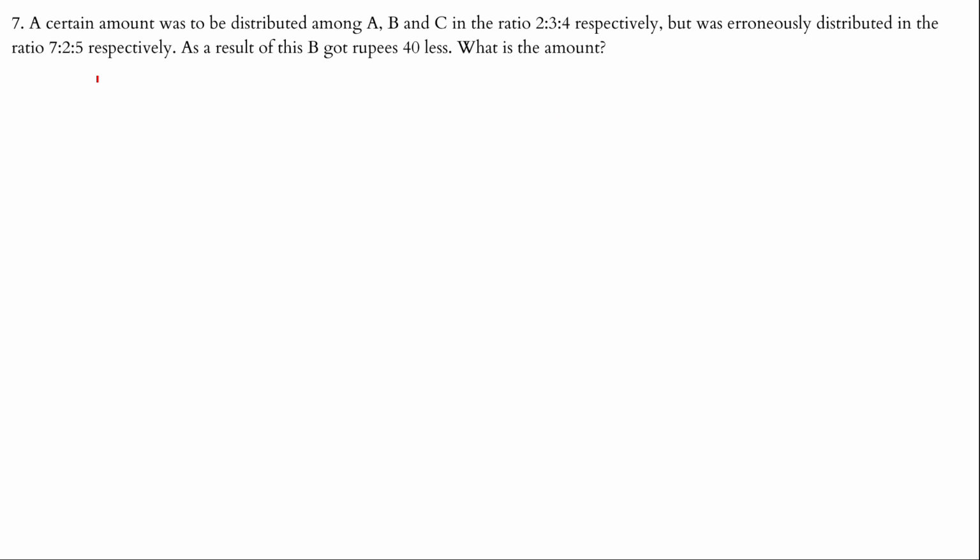A certain amount was to be distributed among A, B and C in the ratio 2:3:4 respectively, but was erroneously distributed in the ratio 7:2:5 respectively. As a result of this, B got rupees 40 less. What is the amount? So it was distributed in the ratio 2:3:4, but was erroneously distributed in the ratio 7:2:5. It was supposed to be distributed like this, but it was distributed erroneously like this, right?